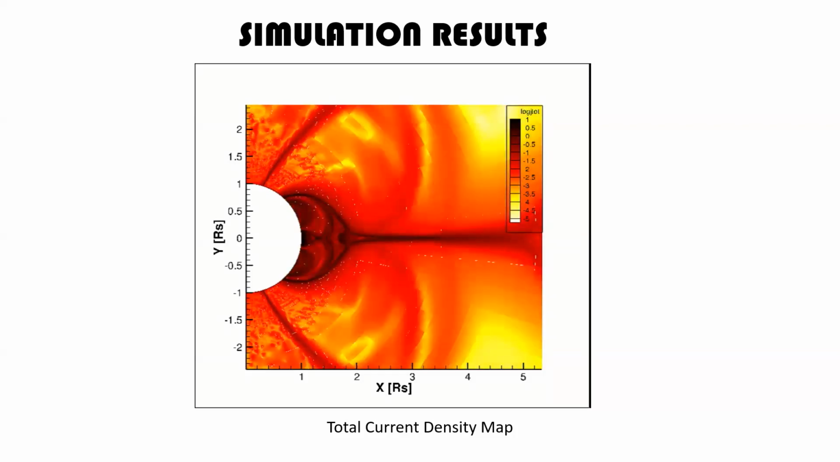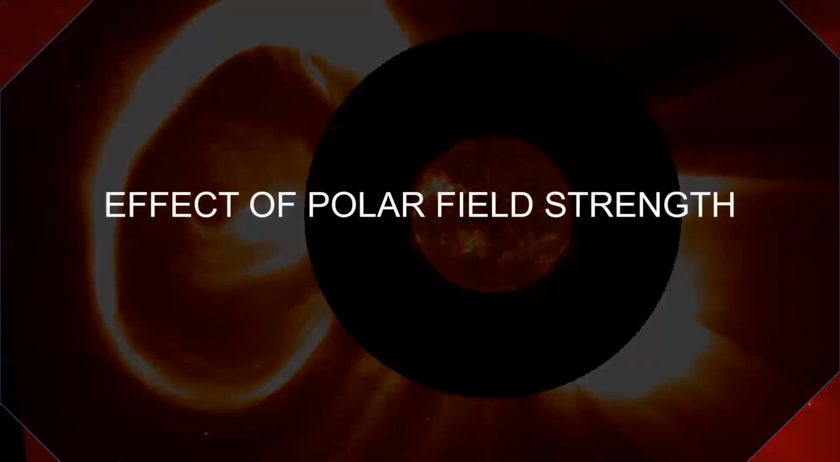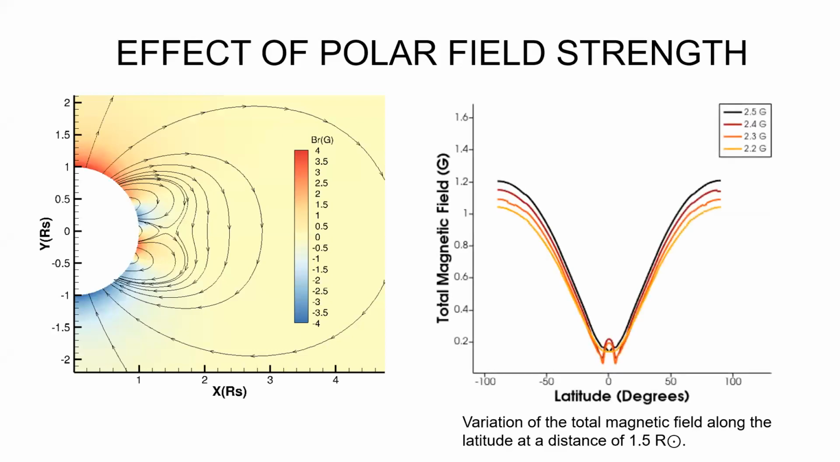the time is 27 hours for this velocity application, and after 27 hours we stop this shear at the base, and this is what we get as the final result. Now, to see the effect of poloidal field strength, we change the background magnetic field strength from 2.2 gauss to 2.3, 2.4, and 2.5 gauss.